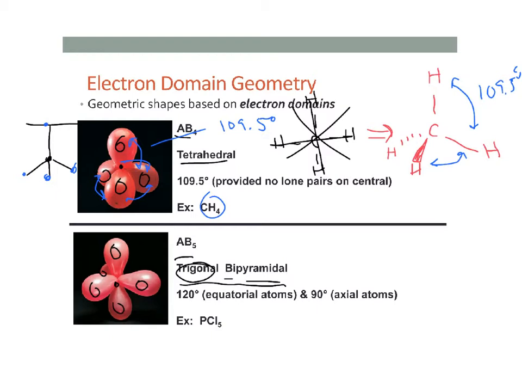Now the reason why we call it trigonal is because of those three, but why do we call it bipyramidal?